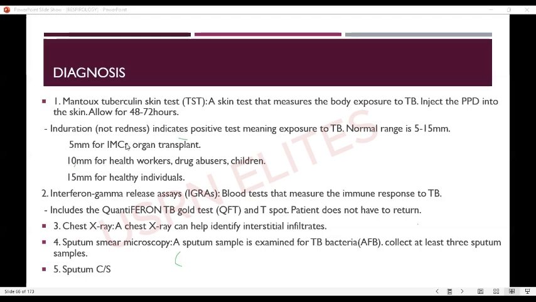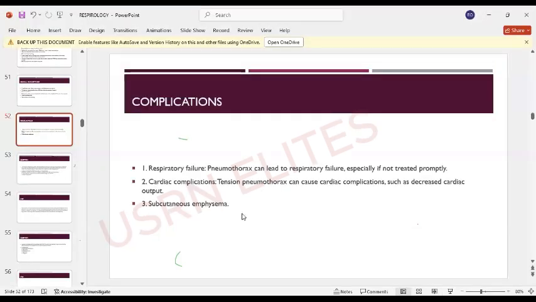Let me show a picture of the induration so that we see it right away. Okay. Yes. So you must see the induration, not redness.